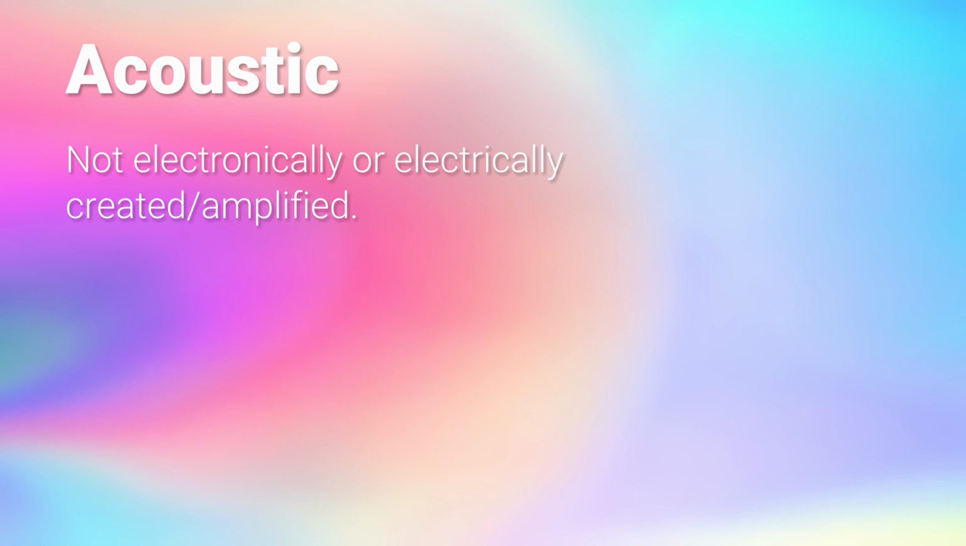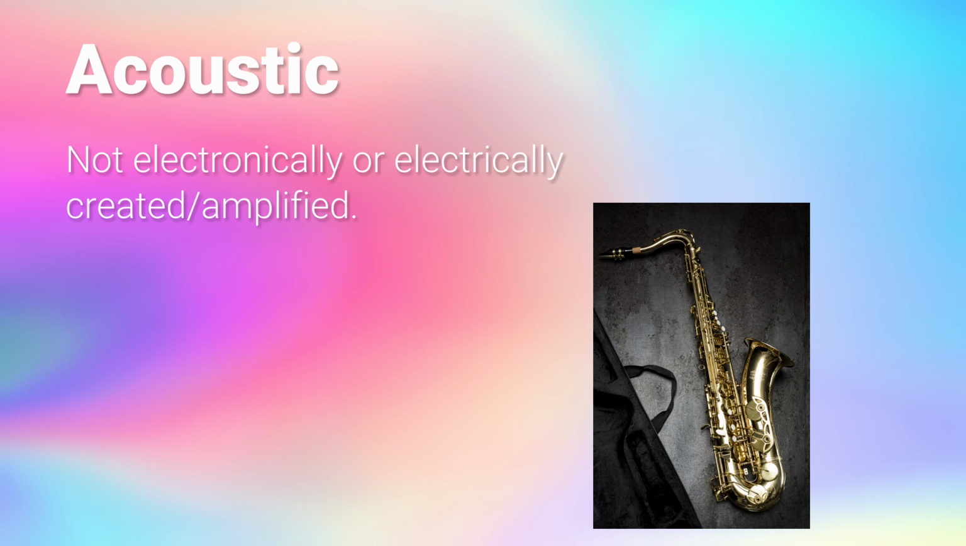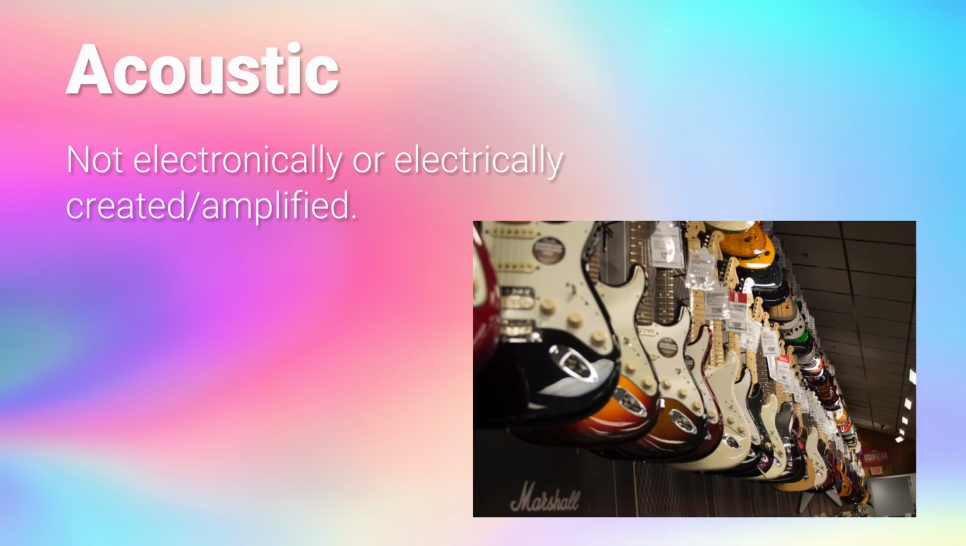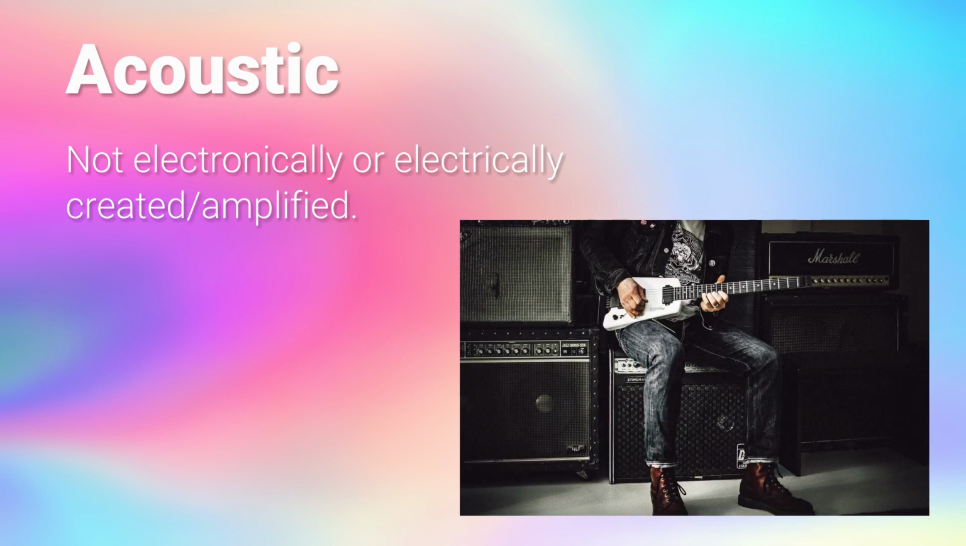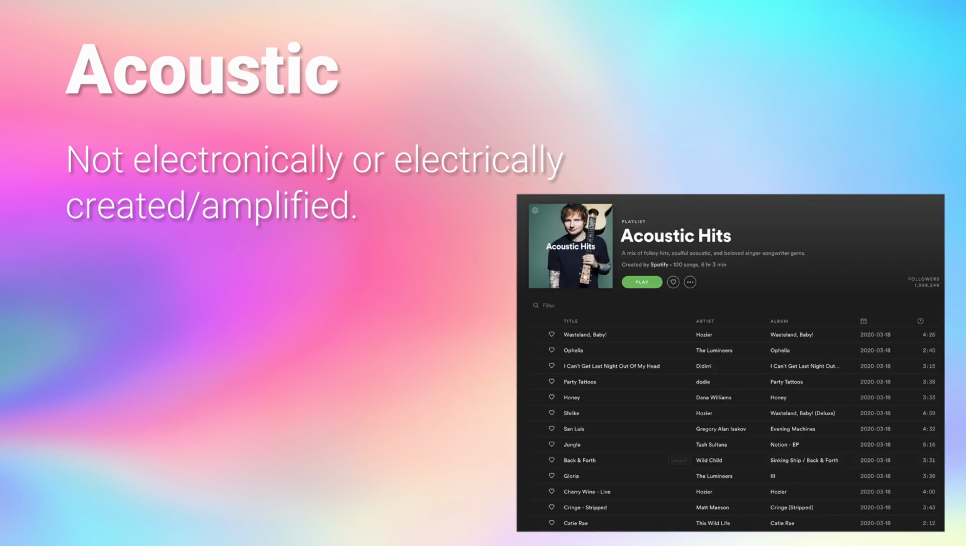Acoustic simply means not electronically or electrically created or amplified. So most physical instruments are acoustic by nature, but electric guitars are one example that are not acoustic because they're amplified electrically. Acoustic is also a genre of music, and it's just music that's mostly made from acoustic instruments. Thinking Out Loud by Ed Sheeran and Hurt by Johnny Cash are two examples of music in the acoustic genre.